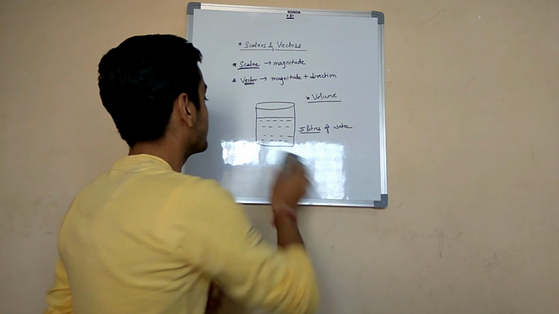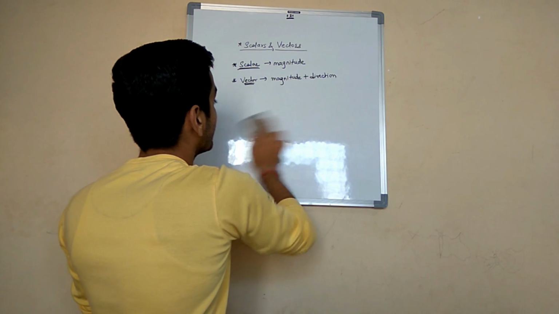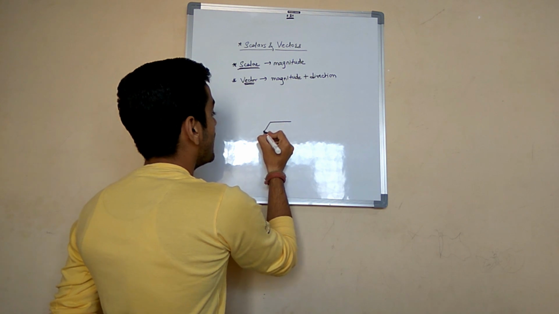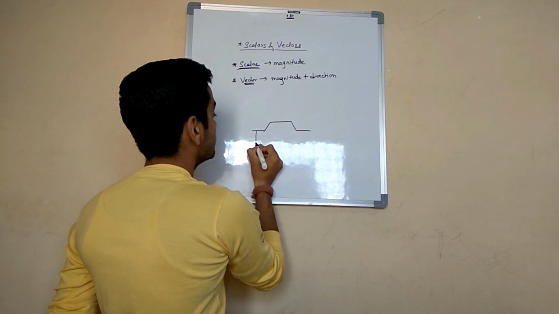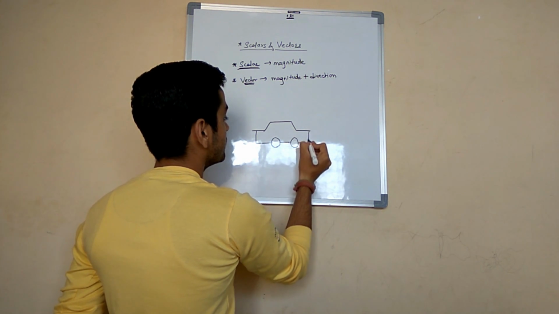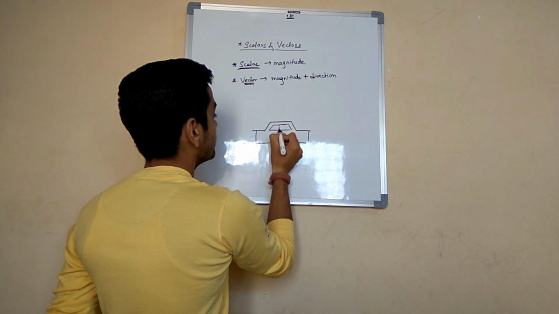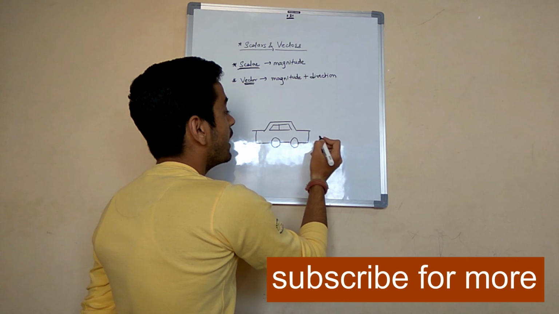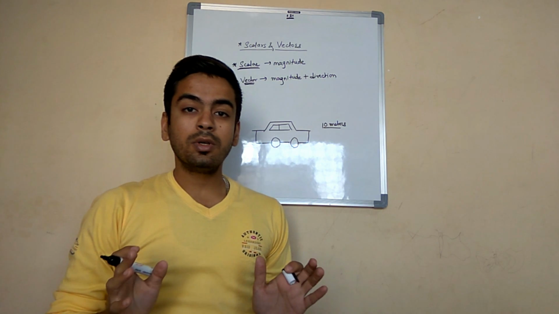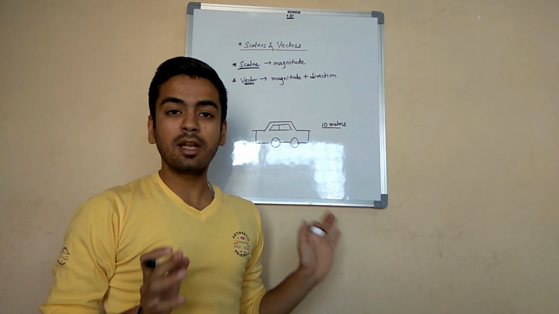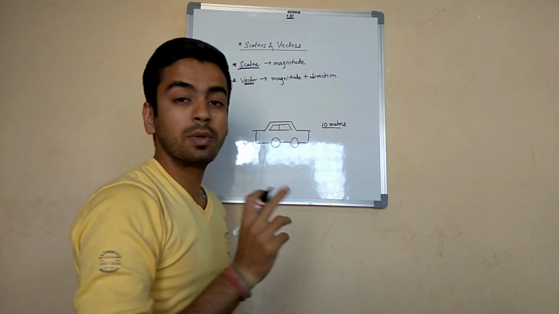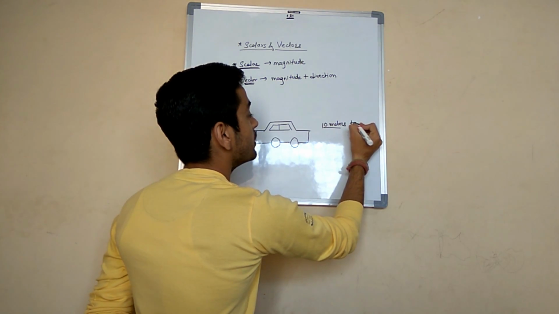Let us take some other examples. When I say this car, I am drawing a car. When I say this car has moved 10 meters, only telling this information will make it a scalar quantity. But when I say the car has moved 10 meters towards right, it will become the vector quantity, 10 meters to right.